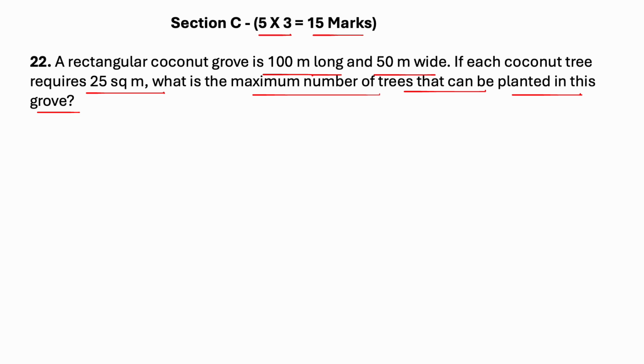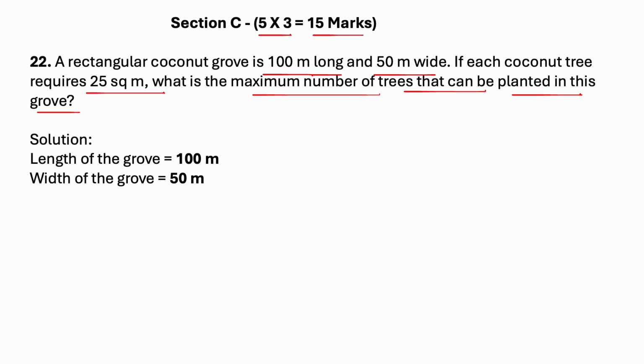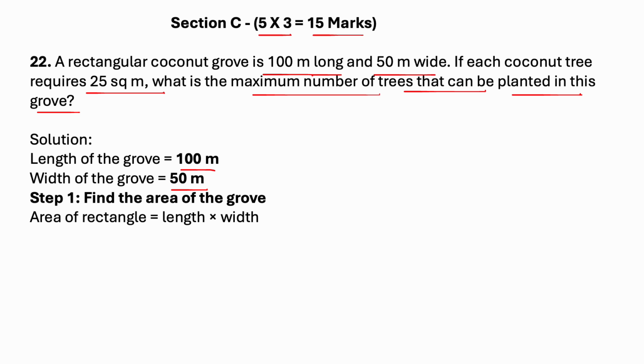So this coconut grove is rectangular in shape. Its length is 100 meter and width is 50 meter. Then we have to find the area of the grove. See, area of a rectangle is length into width. Here, length is 100 meter, width is 50 meter. So, 100 into 50, that is 5000 square meter, is the area of the rectangular coconut grove.